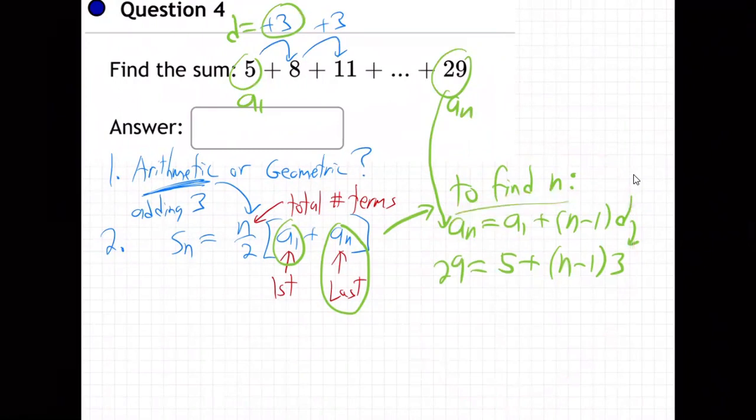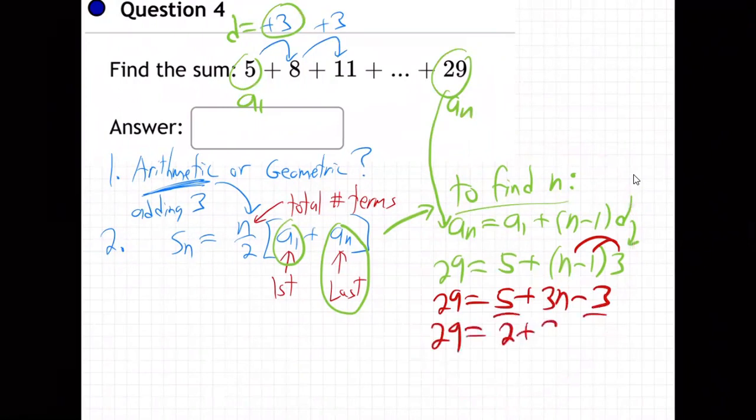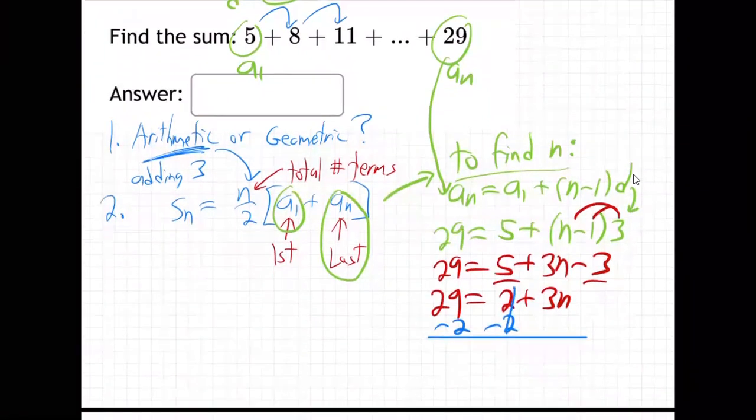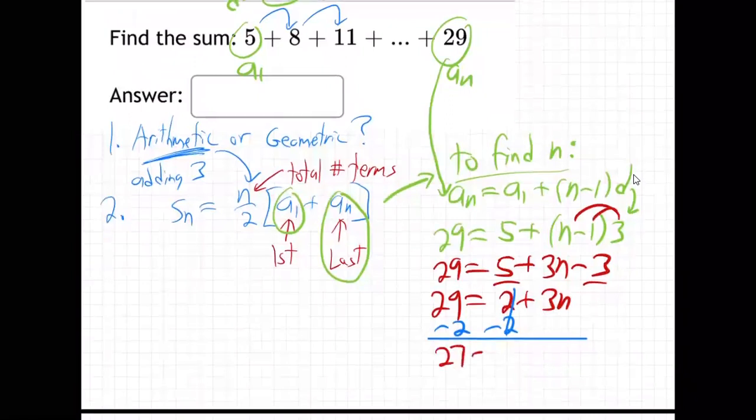Find n. So I'm going to distribute. So I get 29 equals 5 plus 3n minus 3. 5 minus 3 is 2. How do you finish solving there for n? Subtract 2 from both sides. And boom. And then we get what? 27 is 3n. Last step to get n, divide by 3. So n equals 9, doesn't it? 27 over 3 is 9. So n is 9.